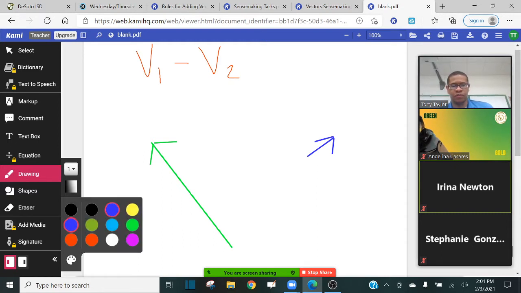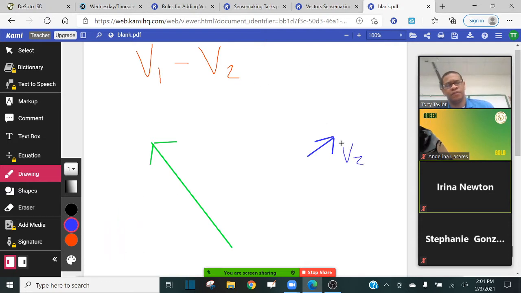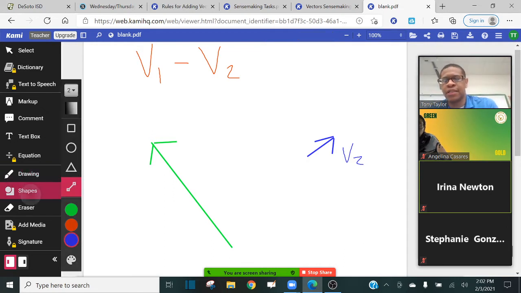So this is V2, and V2 is the vector that has the negative in front of it. Whenever we're subtracting vectors, if I want to take this vector and subtract it from V1, I'm going to take this vector here and flip it so that it looks like a mirror image. So if I take this vector and I flip it, that will look something like this. Again, once you flip the vector, it's going to look exactly like a mirror image.